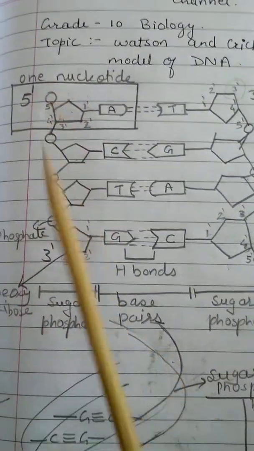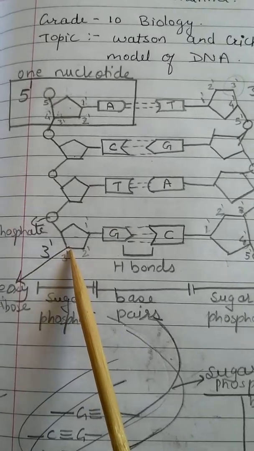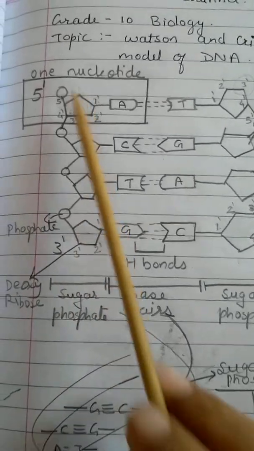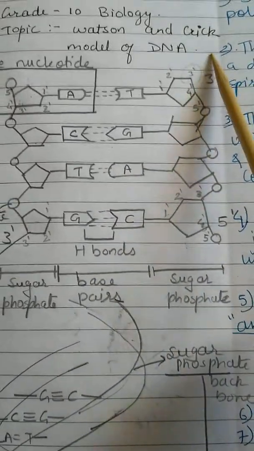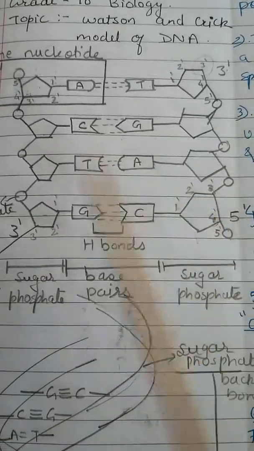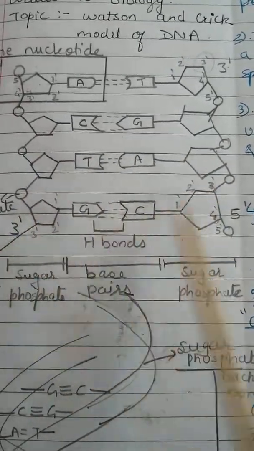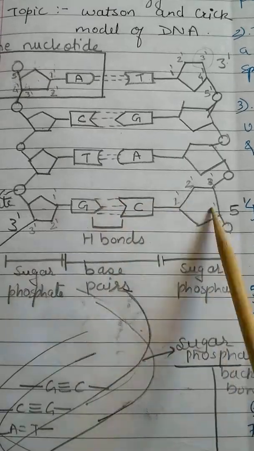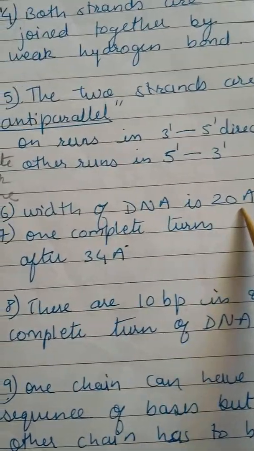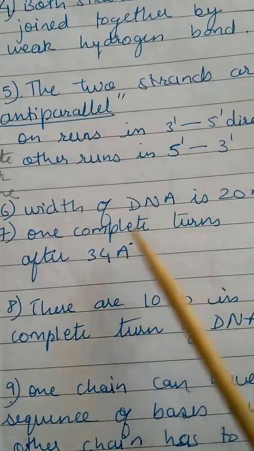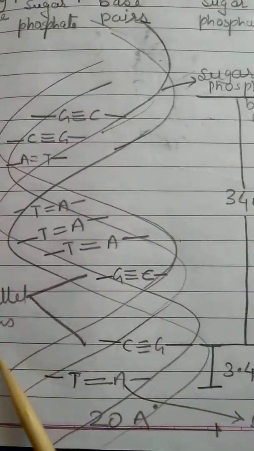Then fifth, the two strands are anti-parallel, that is, one runs in the 3'-5' direction and the other runs in the 5'-3' direction. Here you can see this 5' end is open and the 3' end is open in this nucleotide, and it is running from 5'-3'. But here it is the 3' open end and here the 5' open end, so it is running from 3'-5'. So both strands are running anti-parallel. They are parallel but their direction is opposite to each other.